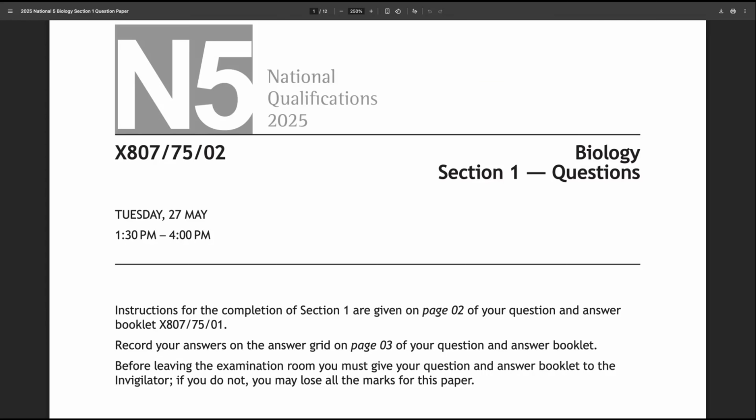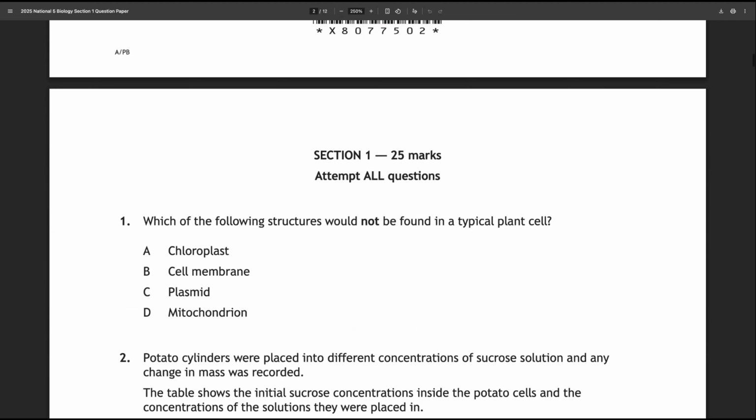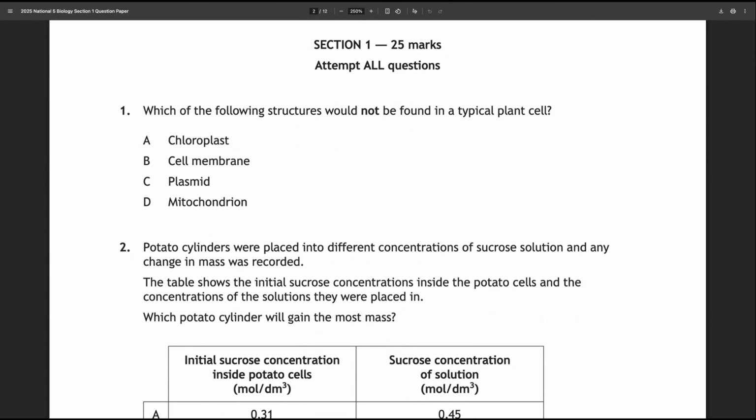Hi there, and welcome to the run through of the 2025 National 5 Biology past paper. We're going to start off with section 1, the multiple choice section, which is worth 25 marks. So there are 25 questions in total. Now, in this section of the paper, you will be choosing from 4 options, A, B, C, or D, and you'll be marking it onto a grid with a pencil. We'll run through it on the computer here, and we'll talk through not just the answers, but also the reasons for the answers and the working for some of the questions as well.